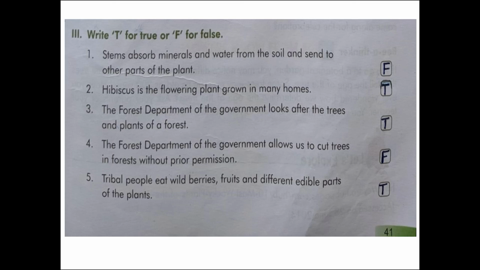Number 3. The forest department of the government looks after the trees and plants of a forest. That is true. Number 4. The forest department of the government allows us to cut trees in forest without prior permission. That is false. Number 5. Tribal people eat wild berries, fruits, and different edible parts of the plants. That is true.